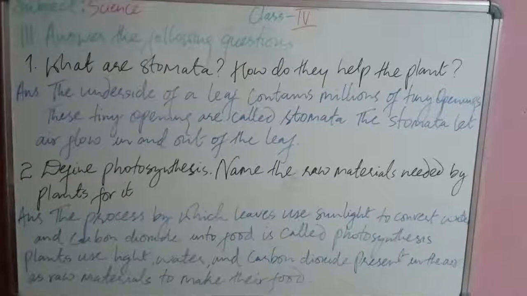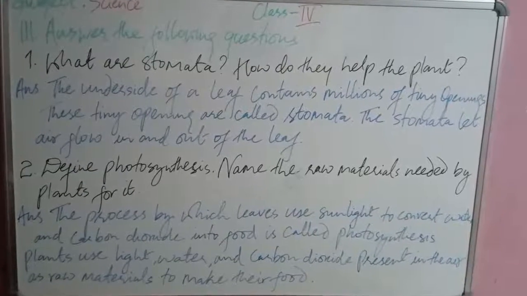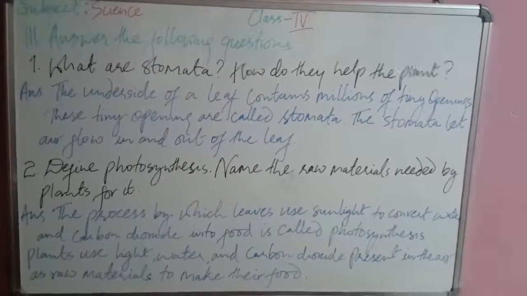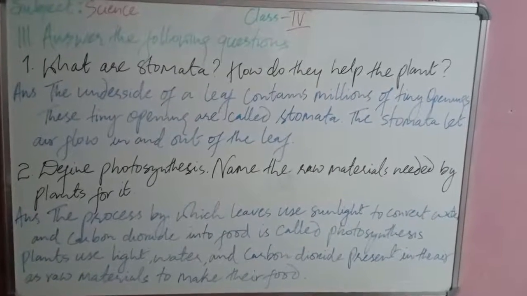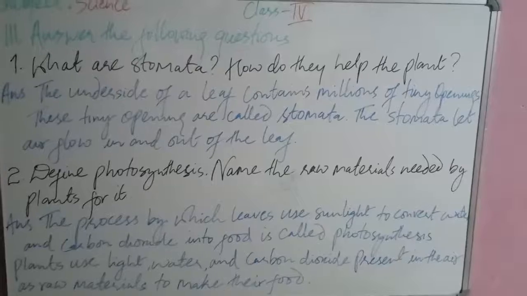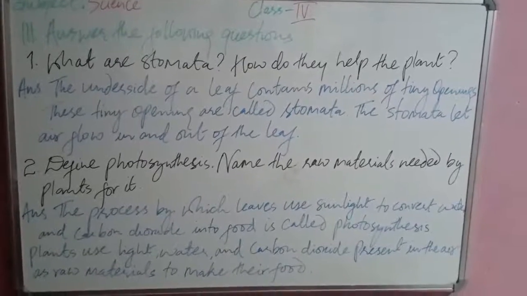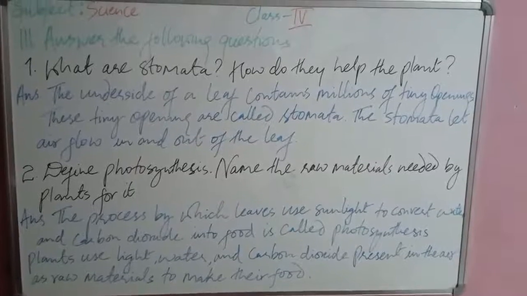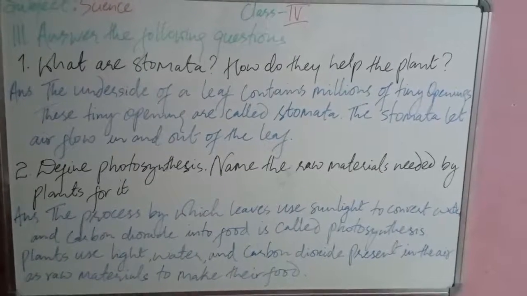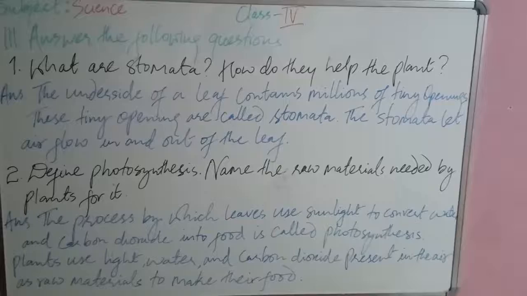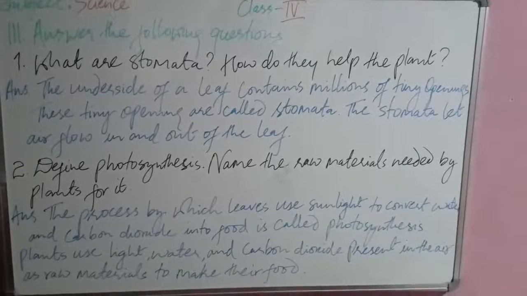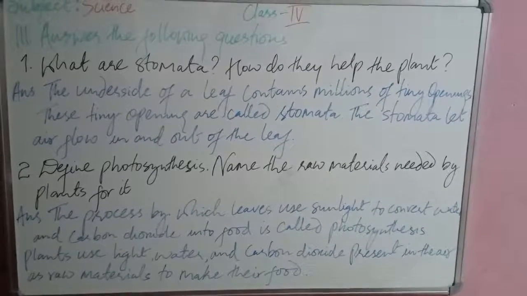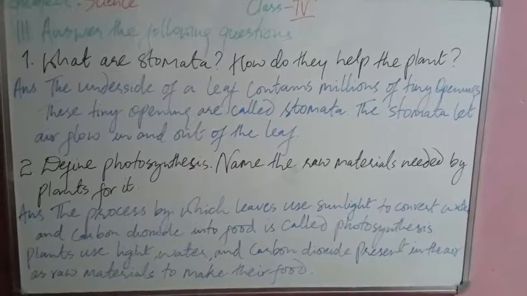Moving on. So after this we have answered the following questions. Question number 1. What are stomata? How do they help the plant? So you have to write, the underside of the leaf contains millions of tiny openings, full stop. These tiny openings are called stomata, full stop. The stomata let air flow in and out of the leaf.